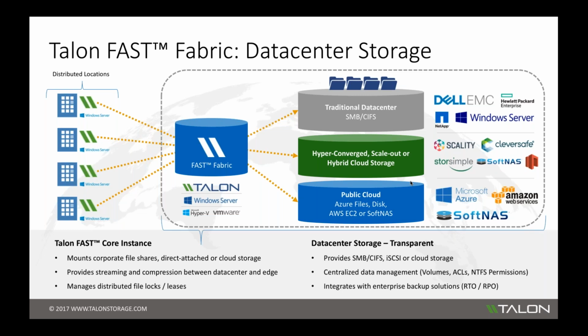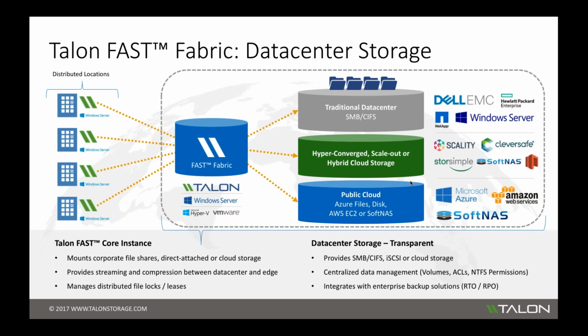Additionally, the core is also responsible as a manager for the distributed file locks and leases that are in place. So if I open up a file from a branch office, the branch office looks and feels like a traditional file server. I'm opening the file, a lock is centrally obtained, and if someone else tries to open that same file at the same time, he will get a message that this file is in use by Jaap in Amsterdam. It works exactly the same way as a Microsoft Windows server would operate, but on a global scale.